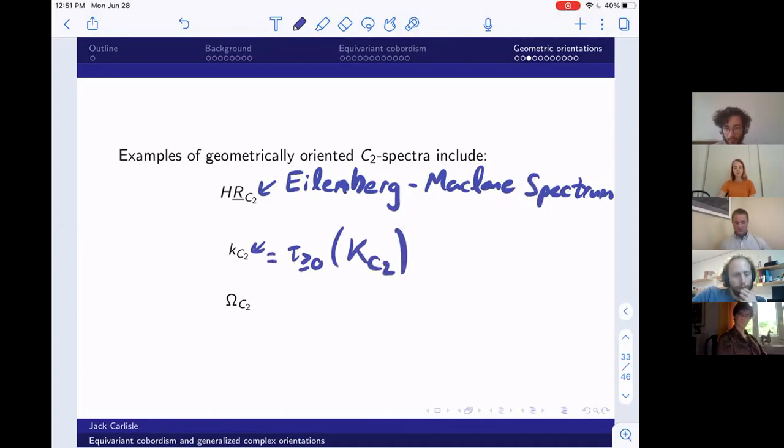And another interesting example is the connective cover of equivariant complex K theory. And so this spectrum little kc2, I'm defining as the connective cover of big kc2. And so this is just a C2 spectrum with the property that its homotopy groups are the same as the homotopy groups of kc2, except I'm cutting off everything that is below dimension 0.